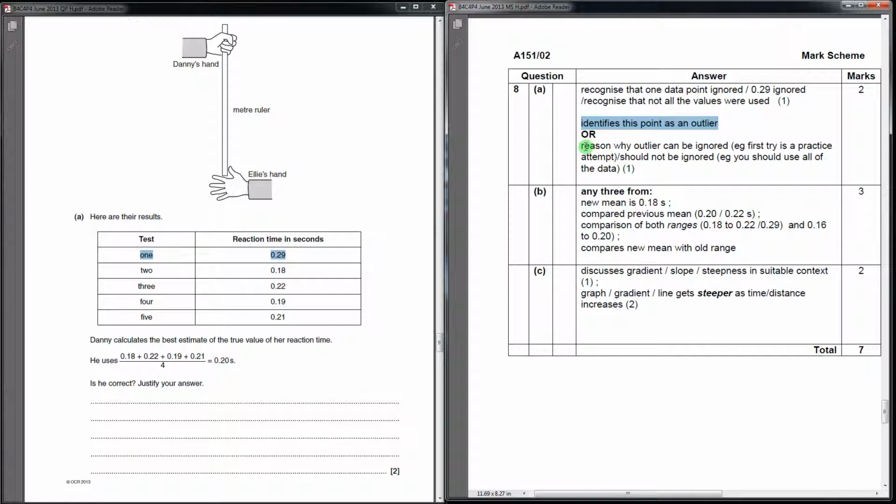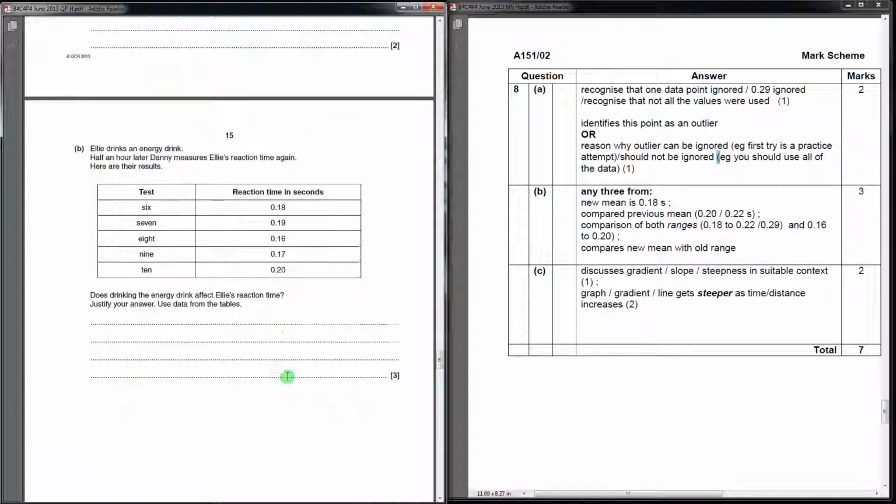Okay. You could also get the mark for explaining why it can be ignored. Okay, so the first trial might be a practice, or possibly explaining why you think it should be in there. So if there's no reason to get rid of this first trial, test number 1, then it probably should be included, and you should add all 5 together and divide by 5. So whichever one you go for, as long as you justify it properly, that's where you're going to get 2 marks from. Lots of people sort of getting 1 mark because they've said it's an outlier, but without really explaining in detail what's going on. Okay, so you need to identify the point that's ignored and state that it's an outlier.